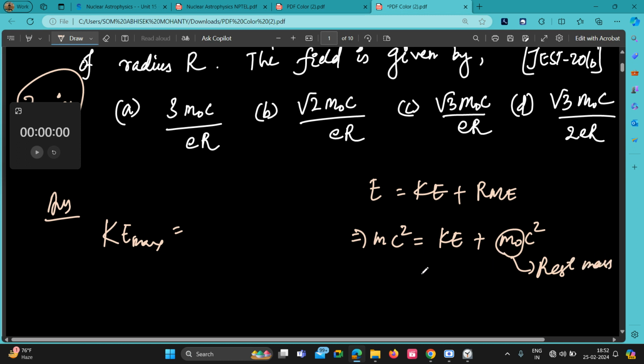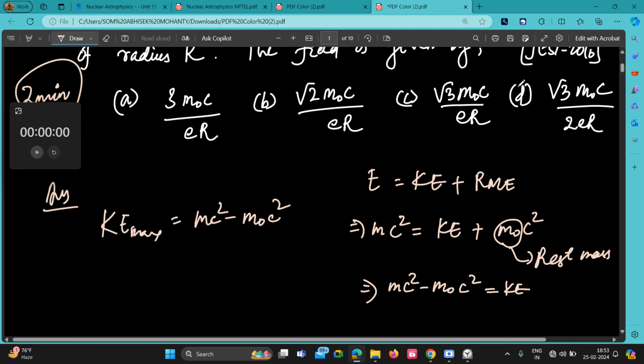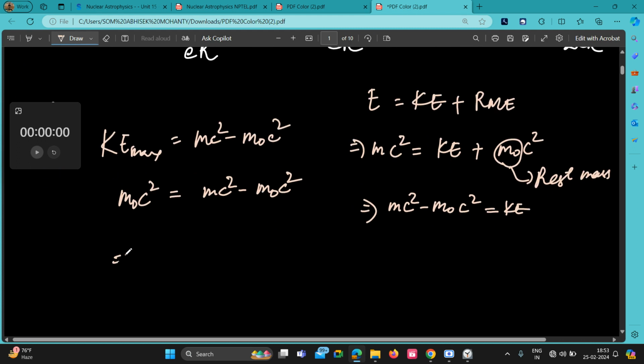So your kinetic energy becomes what? If you see, mc square minus m naught c square is equal to kinetic energy, right? So kinetic energy max is equal to mc square minus m naught c square, which is in fact equal to rest mass energy m naught c square, isn't it? So m naught c square is equal to mc square minus m naught c square. Okay, so 2 m naught c square is equal to mc square. So c square cancelled out. So m is equal to 2 m naught.